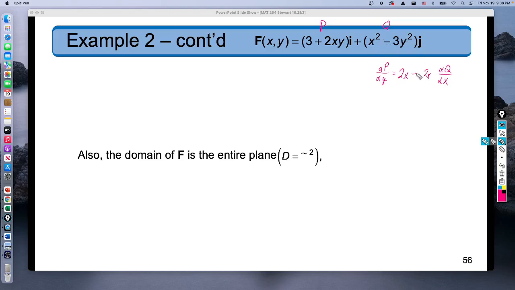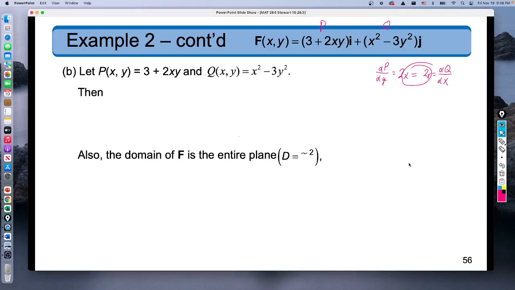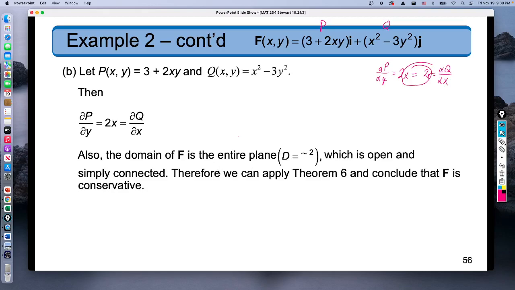That's 0. Hey, they look like they're equal to me, yeah? So we can say this is conservative because they're equal. Okay, and that's pretty much all we have to say. They're both equal to 2x. And it's an open domain, there's no holes in there, so we could say the vector field is conservative.